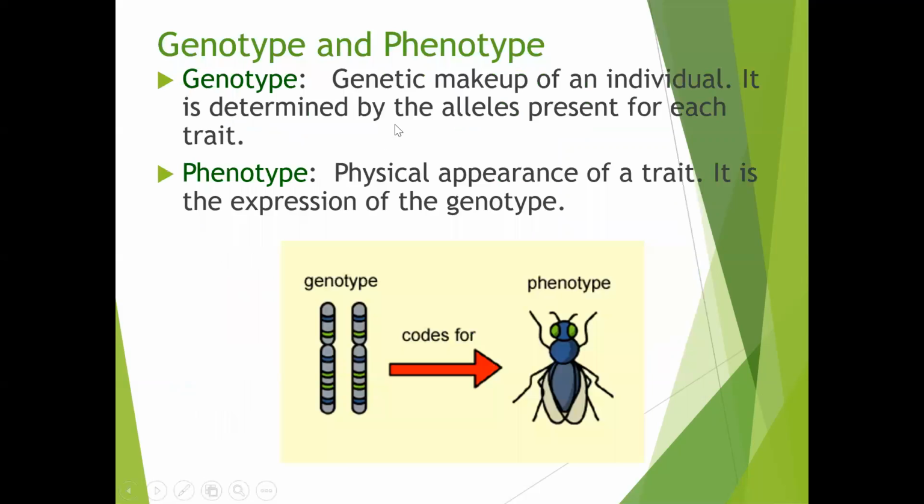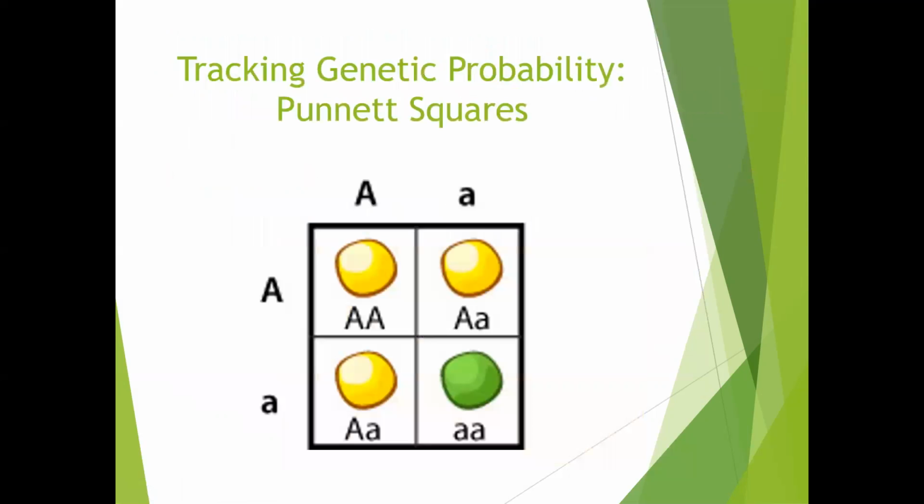Again, so that genetic makeup of an individual is determined. So we have two alleles that make up our genotype. The genotype determines or codes for our phenotype, or our physical trait. Okay, so it's the expression of the genotype. So it's that outward appearance that we see.